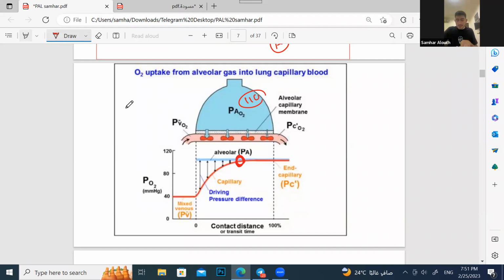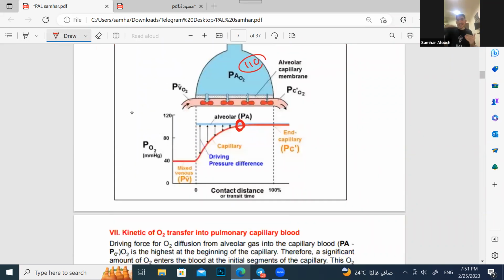Okay, so now this graph plots what's x and what's y. X is the distance. Here is the beginning of the capillary, and here is the end of the capillary after it's finished the alveoli. And here is the oxygen level. At the beginning of the capillary, before entering the alveoli, it is 40. Then, once it reaches the alveoli, there is this gas exchange, and the driving force is big, so it increases and increases. And then it reached 110, the driving force is zero, and that's it, the plateau.